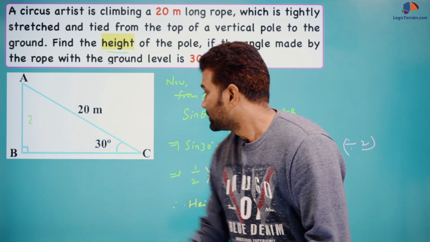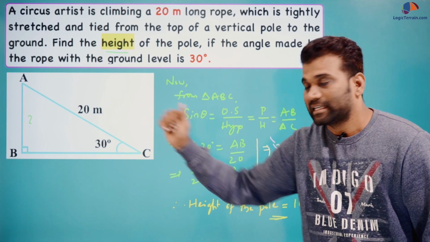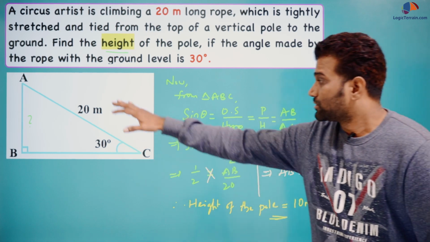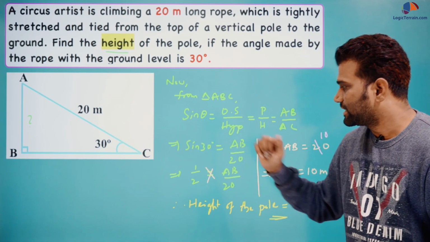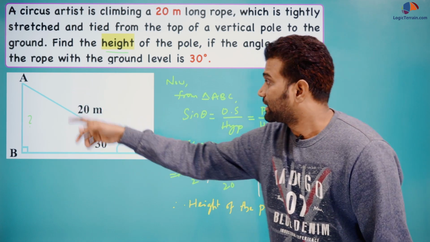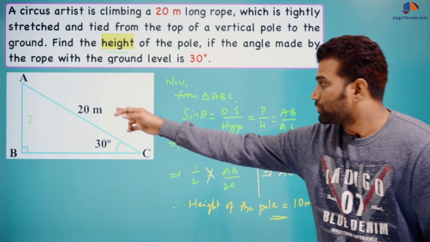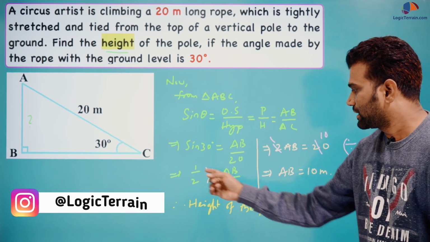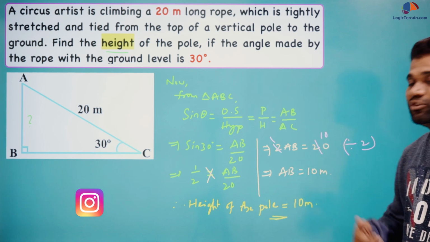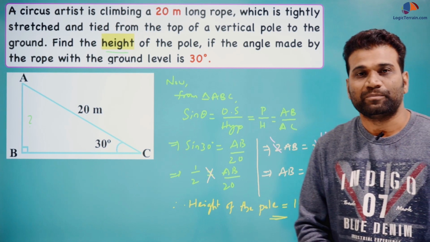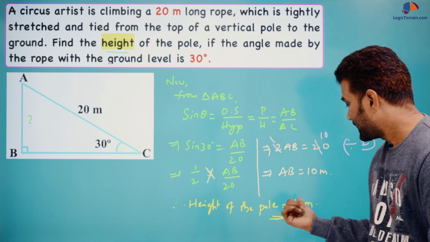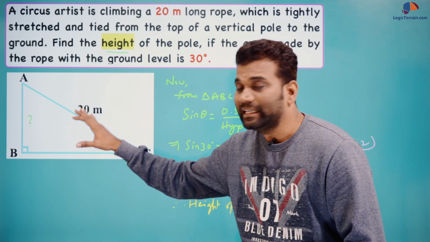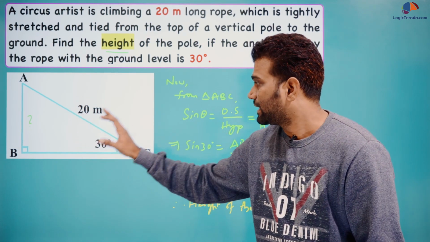find the opposite side. So here from this right angle triangle, we have taken sin theta, that is opposite side upon hypotenuse. So substituted all known values. Here theta is 30 degrees and the opposite side is AB, that is nothing but the height of the pole, and the hypotenuse is 20, and we know sin 30 degrees value is half, equals AB upon 20, and cross multiplying here we have got AB value 10, which is nothing but the height of the pole. So therefore the height of the pole is how much? 10 meters. Clear?